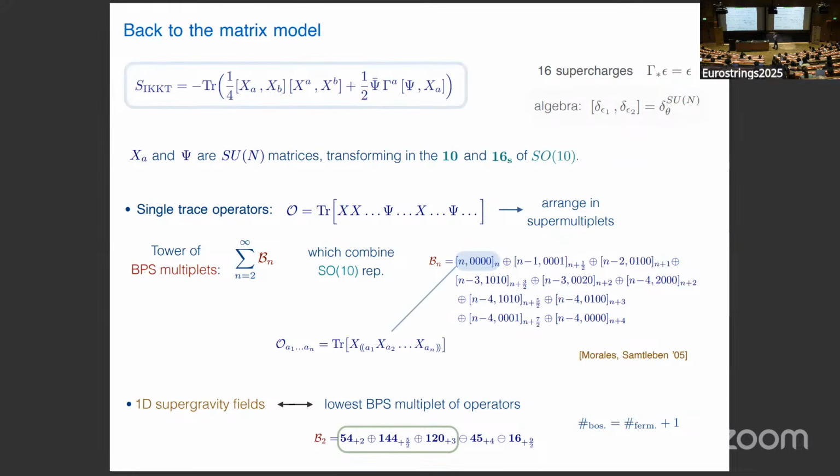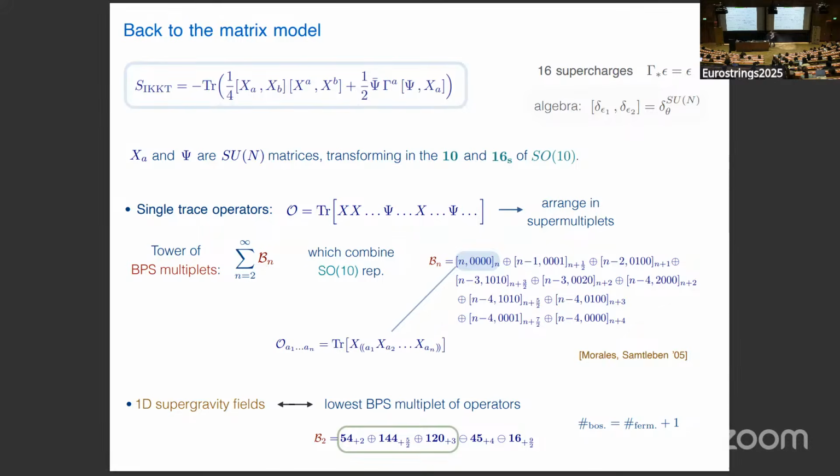This is the action I presented in the beginning. X and psi were the bosonic and fermionic matrices. You have 16 supercharges, because the supersymmetry parameter spinor satisfies a chirality condition. In the algebra here, because you're in 0 dimensions, there is no translation on the right-hand side of the commutator of two supersymmetry variations. It's just equal to an SU(N) rotation. The operators I'm interested in are the single trace operators, the ones that take the following form with any number of bosonic and fermionic matrices inside the trace.